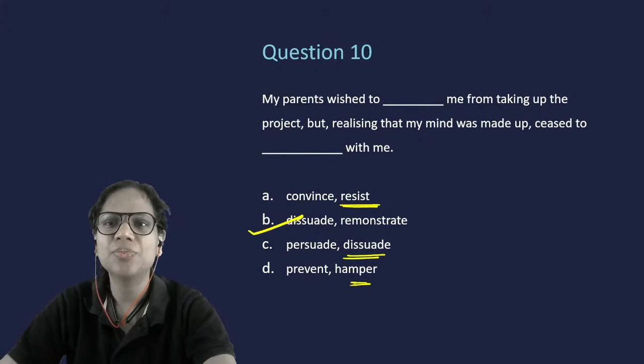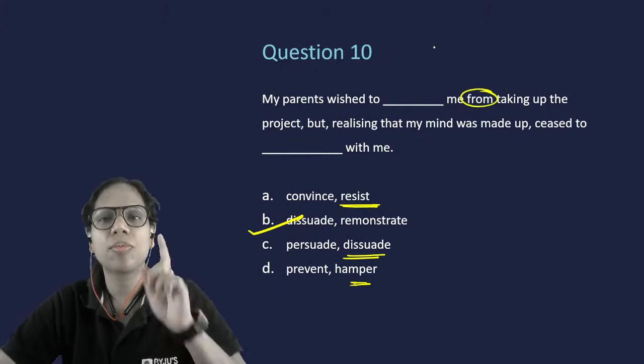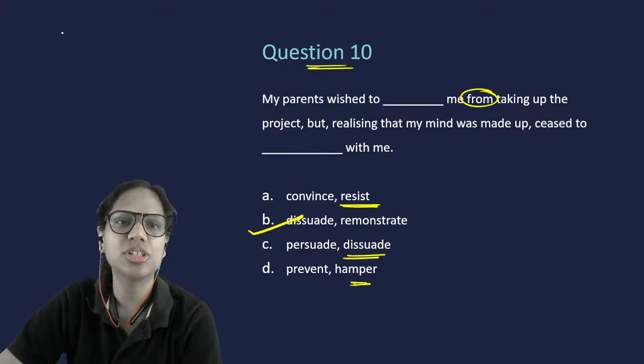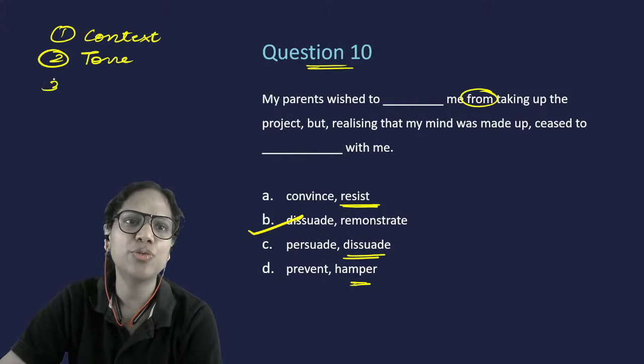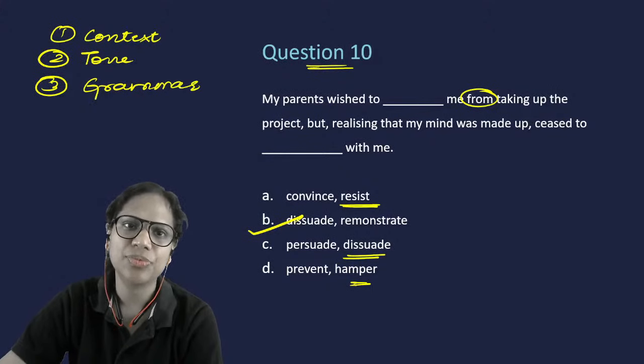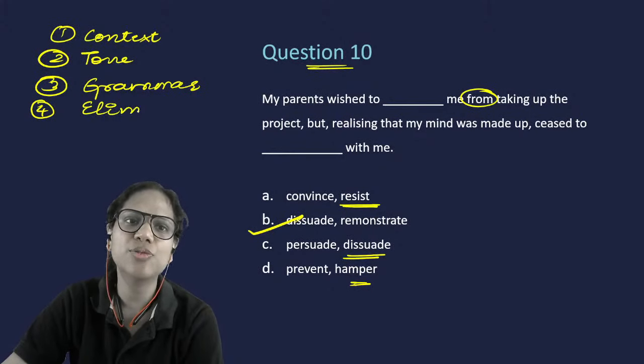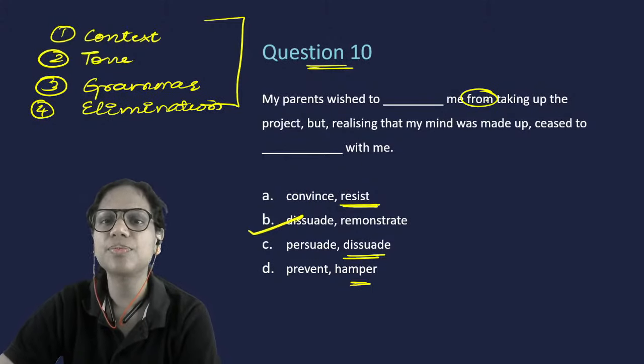B is the answer. So the point that I wanted to make through this question is that so far we have talked about the context. We have talked about the tone of the word, positive, negative. And of course, we've talked about elimination. But sometimes grammar helps us a lot, right? So take care of these four things when you go for a contextual vocab question.